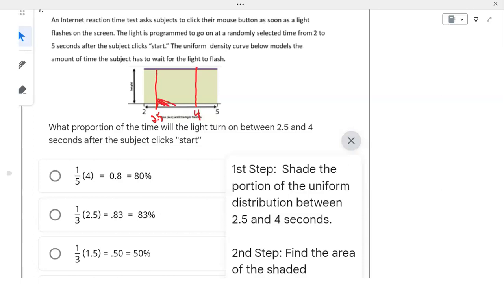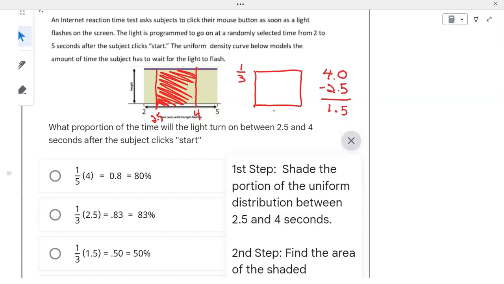And now this rectangle I'm going to shade, and I want to find its area. All right, well, that rectangle that I just shaded has a height of 1/3, and it has a base of 4 take away 2.5, which is 1.5. So to find my area, I'm going to do 1/3 times 1.5. And that would give me 0.50, which is equal to 50%.